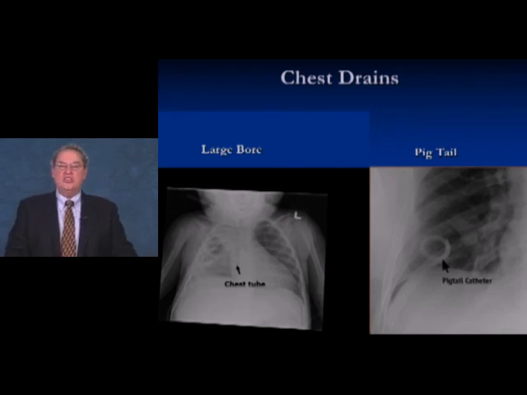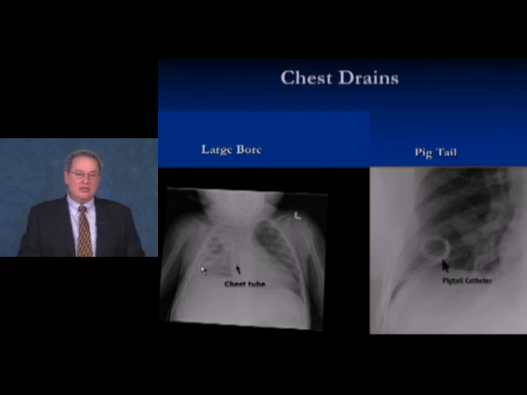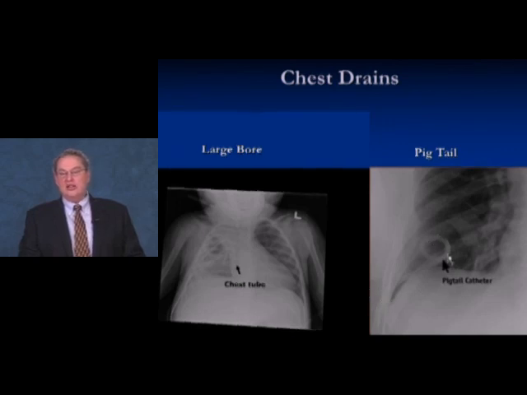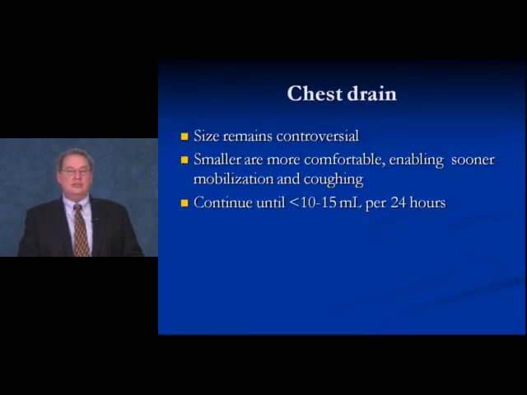Generally you have two choices, either a large bore catheter. You can see here this chest tube, or here the pigtail. And these are smaller, more flexible catheters. They get their name from their characteristic configuration. It looks like a pigtail. So deciding between these two, the larger tube or the smaller pigtail catheter, this remains controversial.